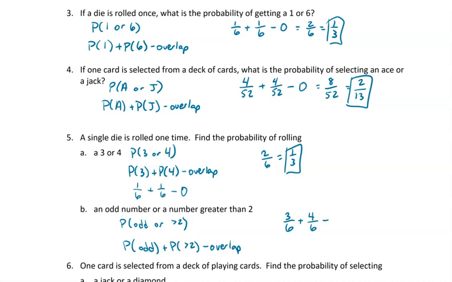Minus, are there any odd numbers that are greater than 2? Yeah, 3 and 5 are both odd and greater than 2. So we counted them both twice. So we're going to subtract 2 out of 6. All right, so add those up, and we get 5 out of 6 as our final answer.